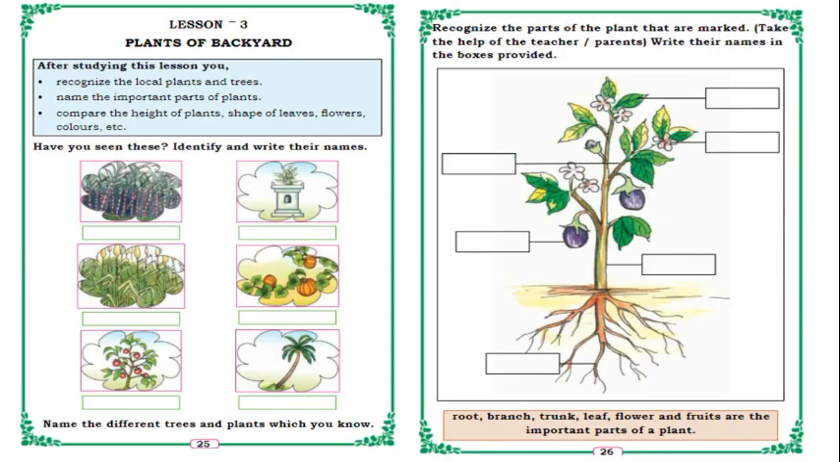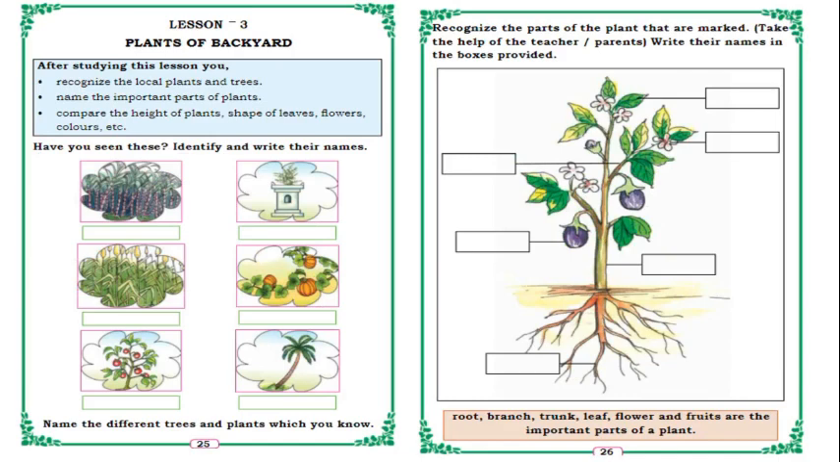That is lesson number 3, plants of backyard. So in this lesson we will learn to recognize the local plants and trees and important parts of plants, and compare the height of plants, shape of leaves, flowers, colors, etc. So on the first page, have you seen these? Identify and write their names.